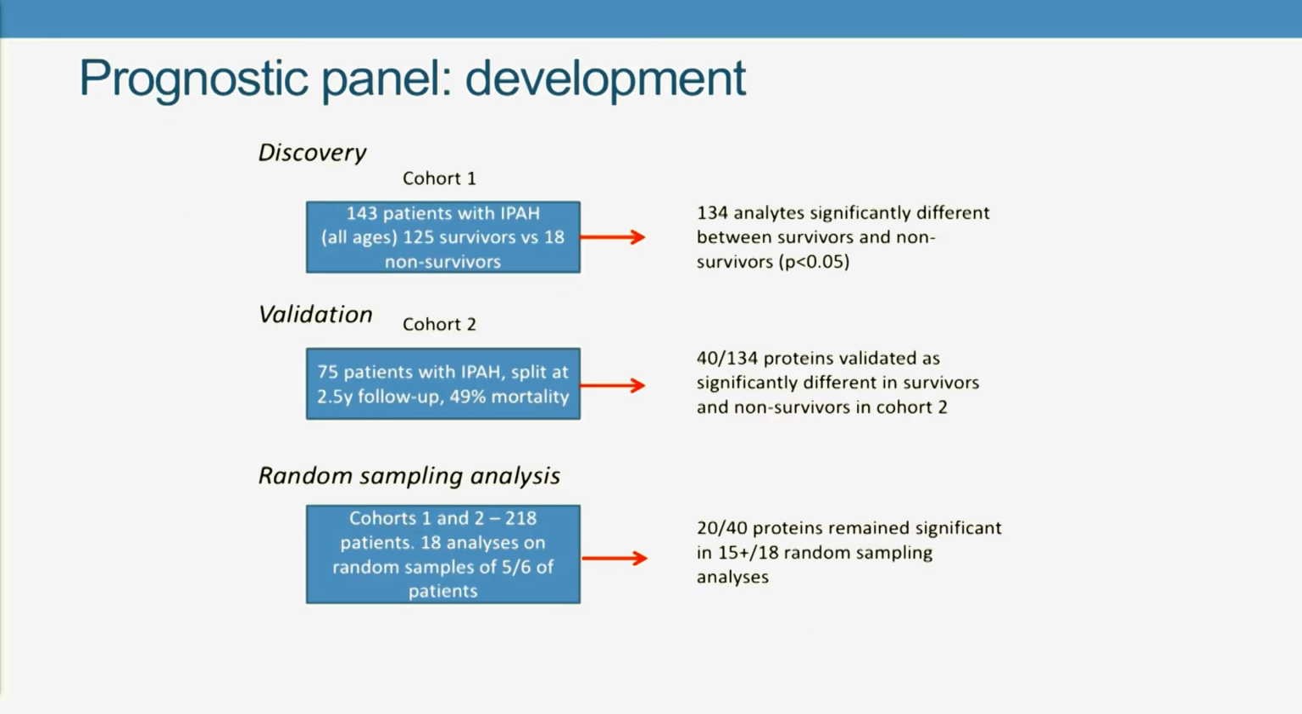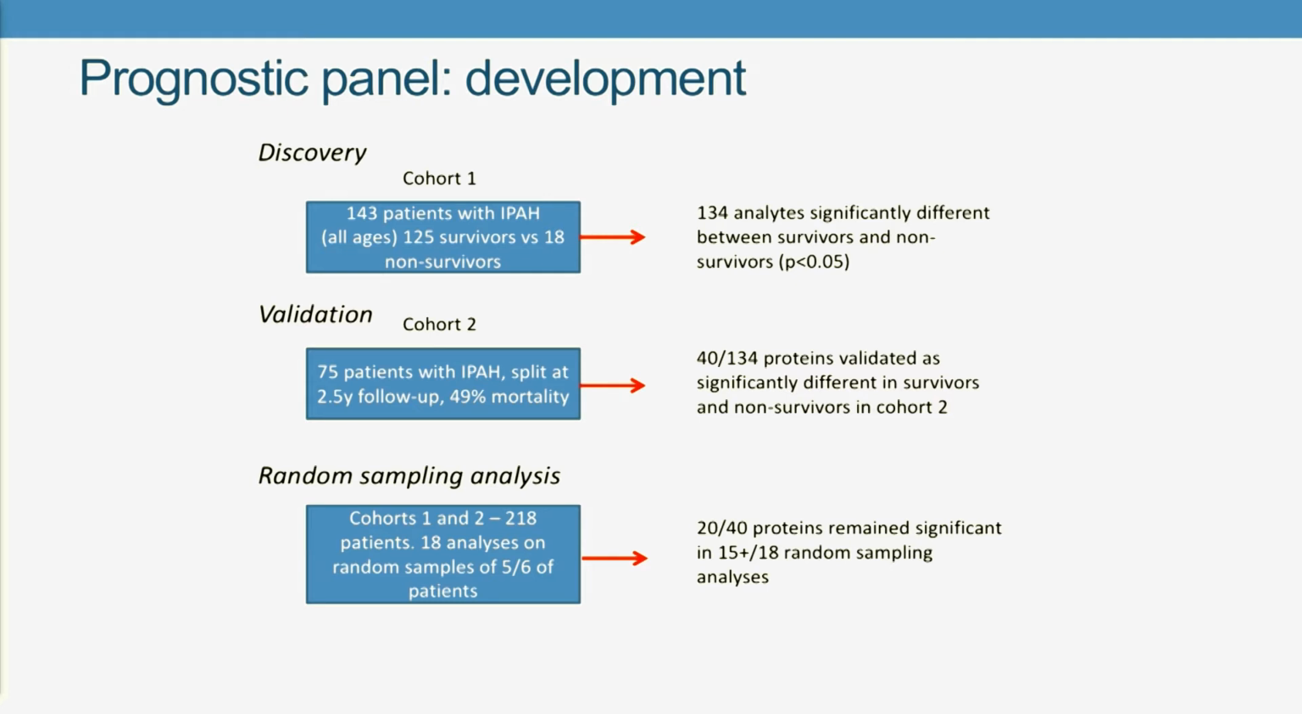The focus of this really was to develop a panel of proteins that could actually be useful in prognosing patients with pulmonary arterial hypertension. So this is the overall design of the study. Again, we had discovery and validation cohorts. And in the discovery analysis, we were able to identify 134 of the proteins that were related to survival in these patients by just comparing the survivors and non-survivors.